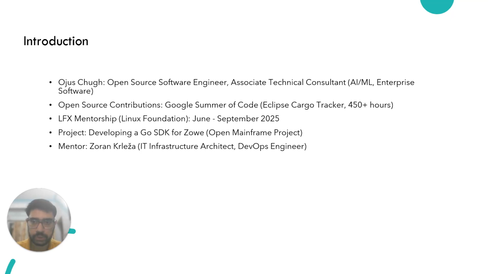So my name is Ojus Chugh. I'm an open source software engineer and associate technical consultant. I'm an expert in AI/ML and software development. In the past as well, I have contributed to various open source organizations and projects. I have done Google Summer of Code, where I worked for the Eclipse Foundation.